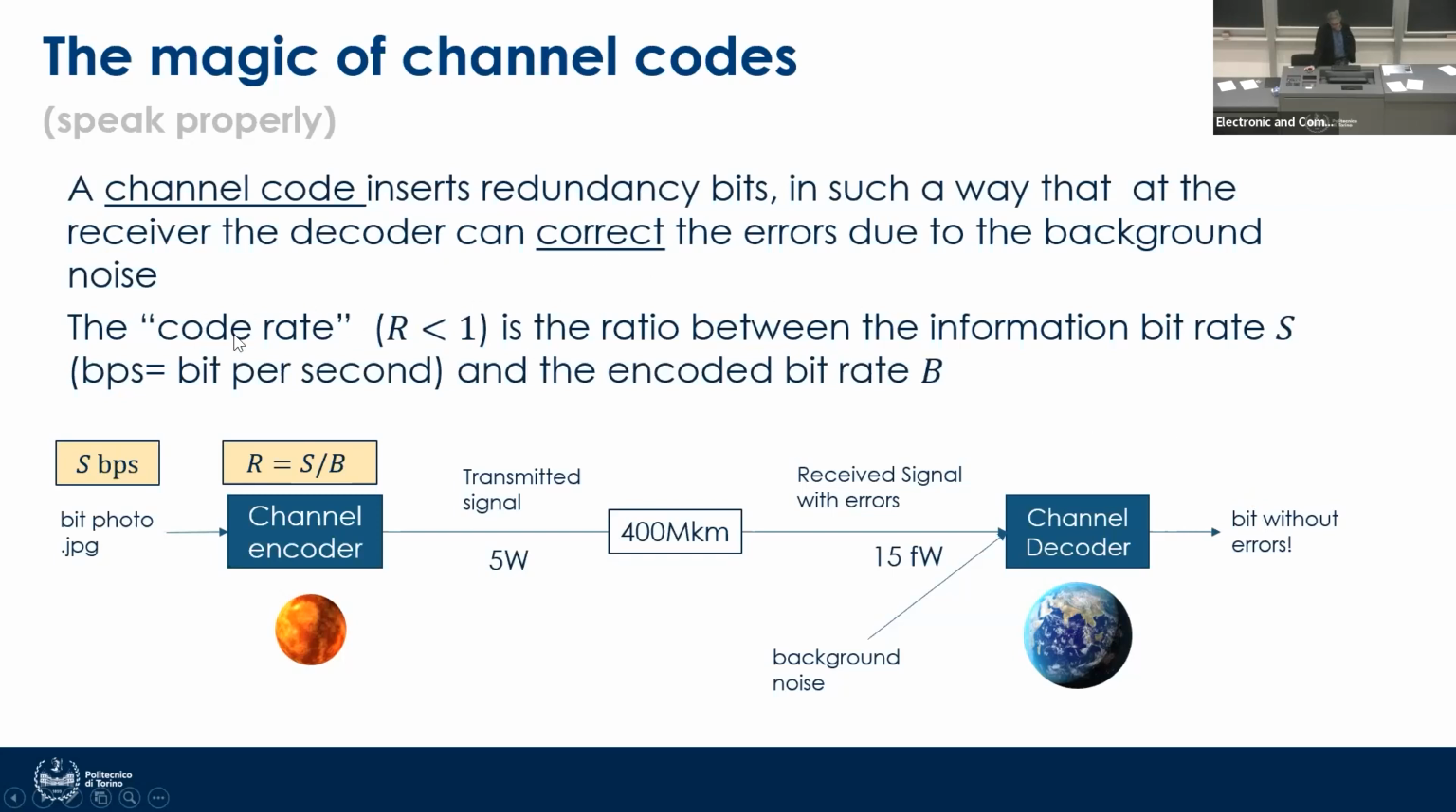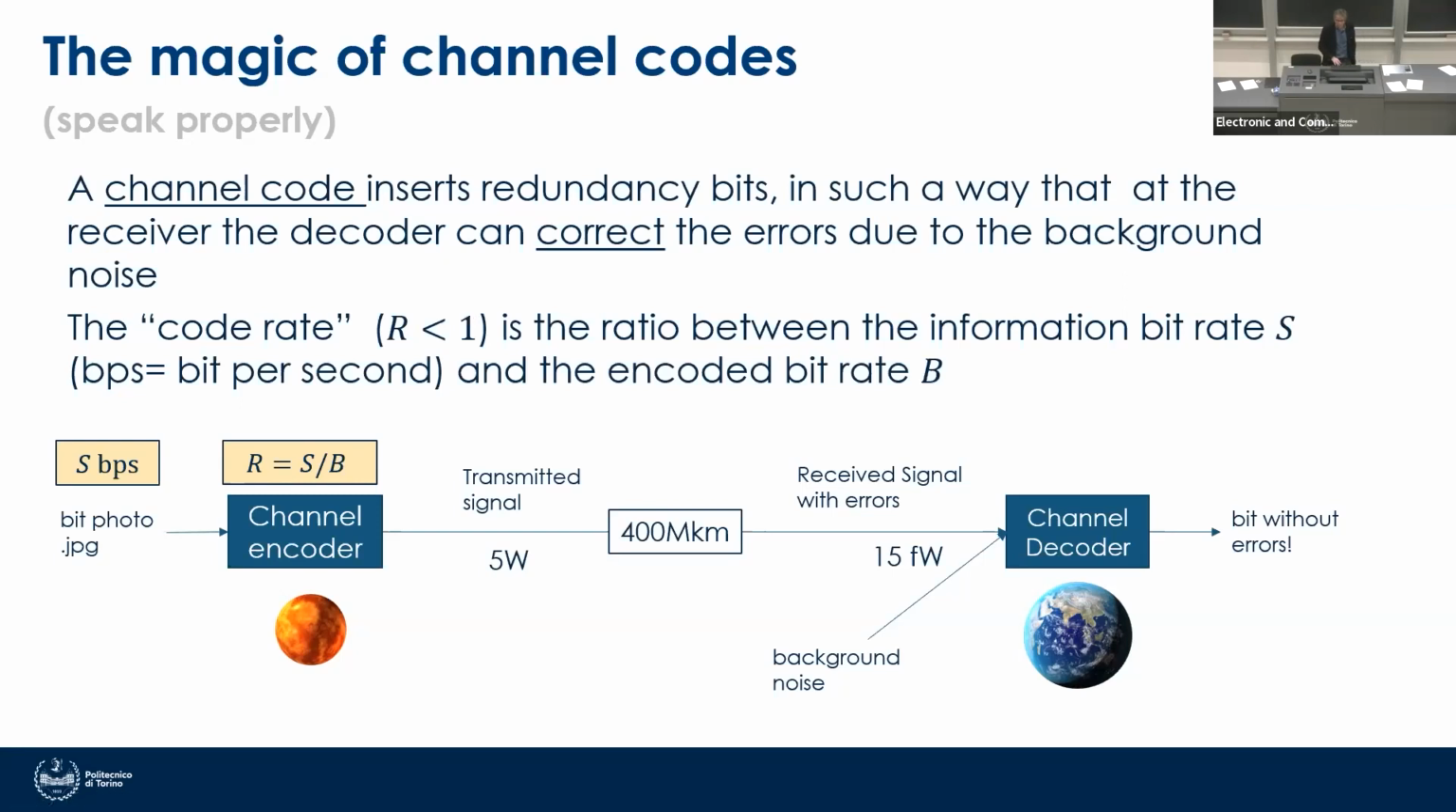Now, the important parameter for this is the so-called code rate. That is the ratio between the throughput, that is how many bits per second you are sending, and the actual throughput of the transmitted signal, the number of bits per second after coding. This is called the code rate, and it is a factor smaller than 1.